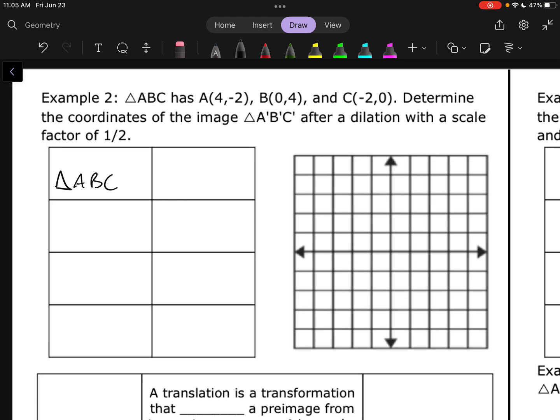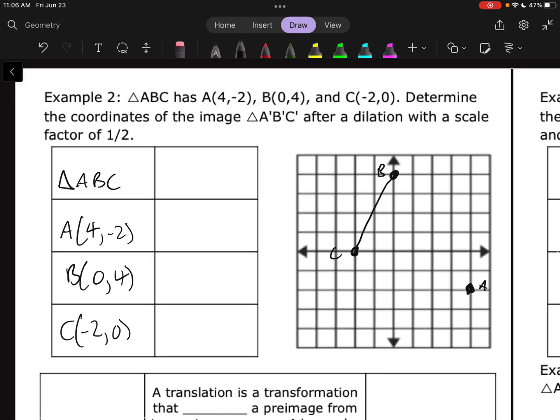Triangle ABC is, sorry, A is at (4, -2). B is at (0, 4). C is at (-2, 0). Let me plot those. (4, -2), (0, 4), and (-2, 0). So there's our original shape, and we are going to dilate it with a scale factor of 1/2. So that will be 1/2 x, 1/2 y. All right, so let's multiply everything by 1/2.